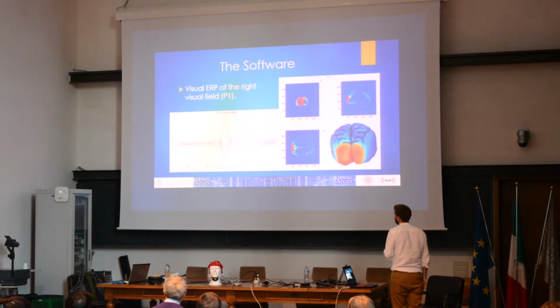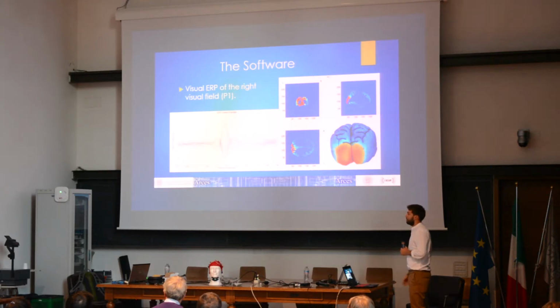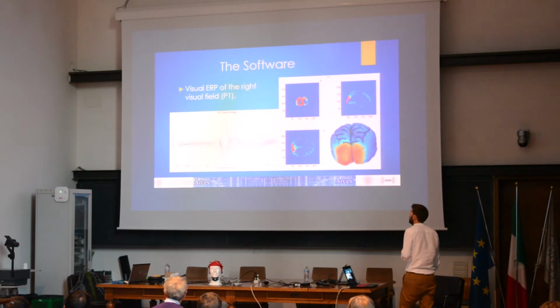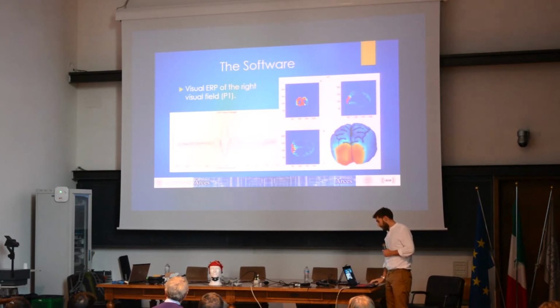So this is another example. We use some toolboxes from MATLAB. We import the data using EEGLAB, and this is simply a visual evoked potential on the right field. The man is looking with his right eye, and you can see that the potentials on the scalp are in the left part of the brain.